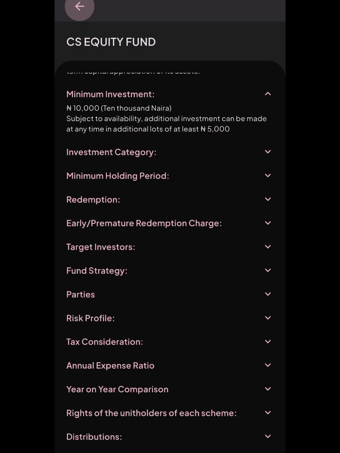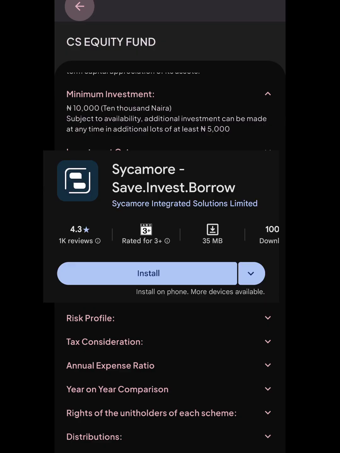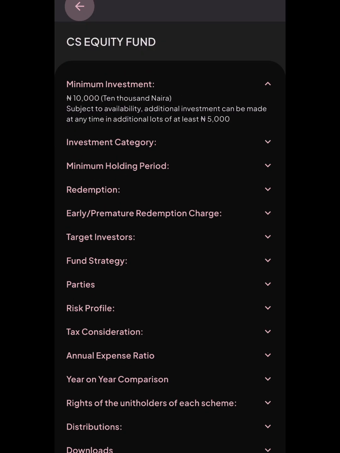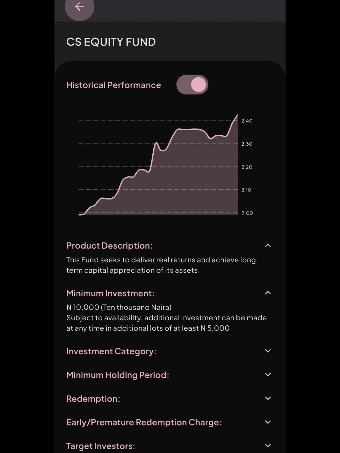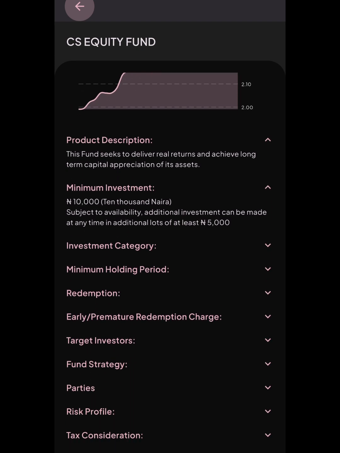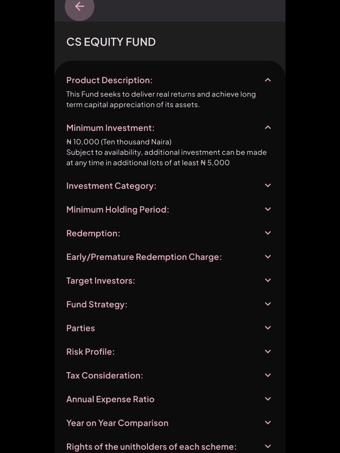Some investments, the minimum investment you can invest for maybe bonds and commercial papers is like 5 million naira, right? 50 million naira, etc. But there are some platforms too that are now allowing you buy these things fractionally. Sycamore, for example, lets you buy commercial papers with small money. So things are changing. For this CS equity fund though, it's just 10,000 naira. That's the minimum. 10k, 20k, you're good to go.